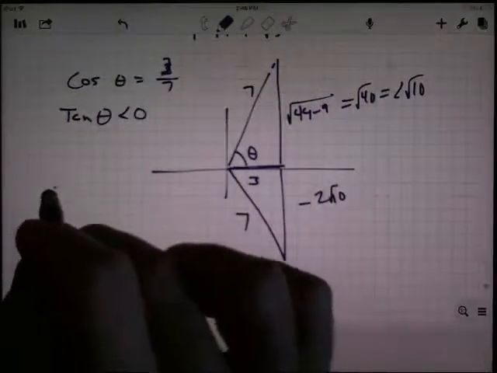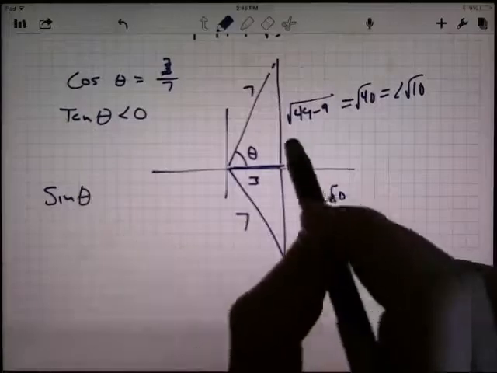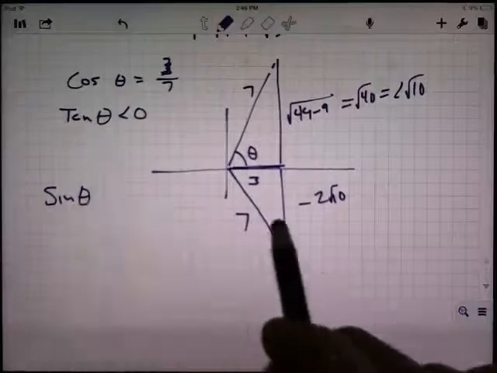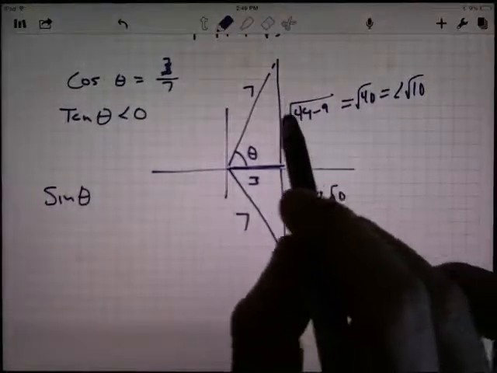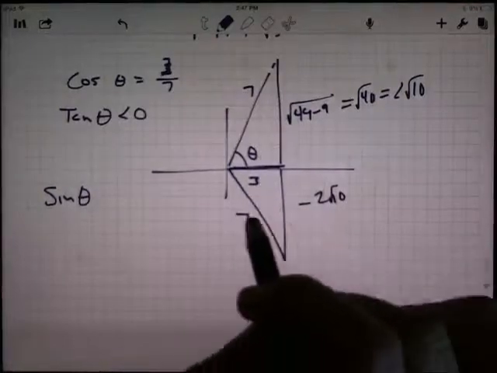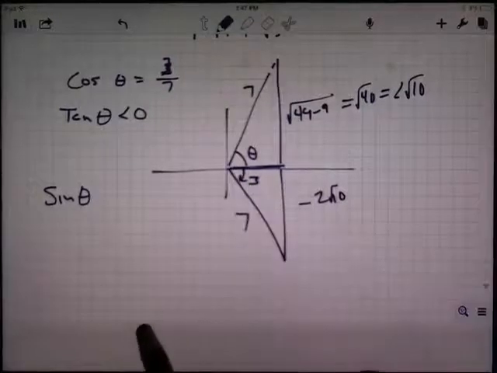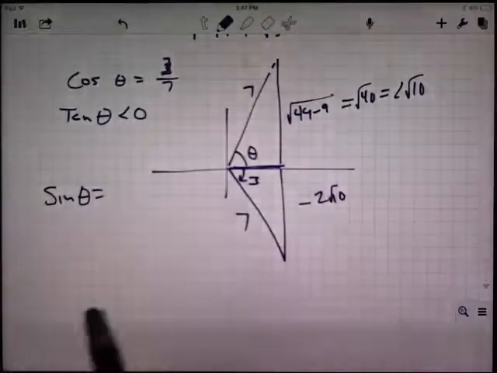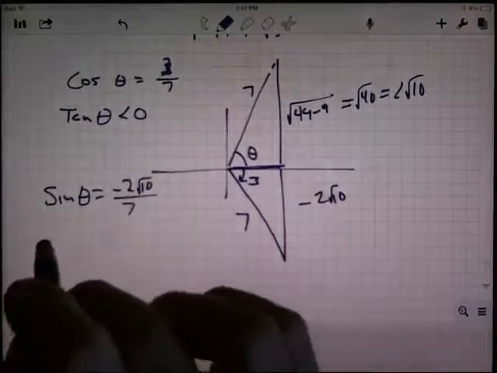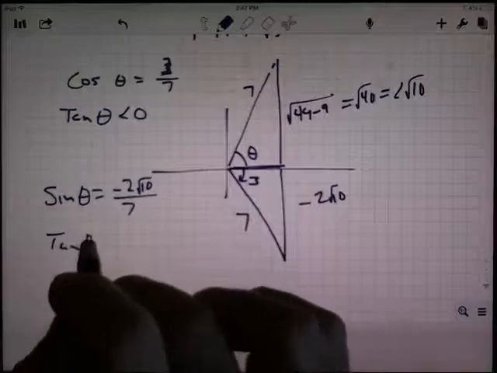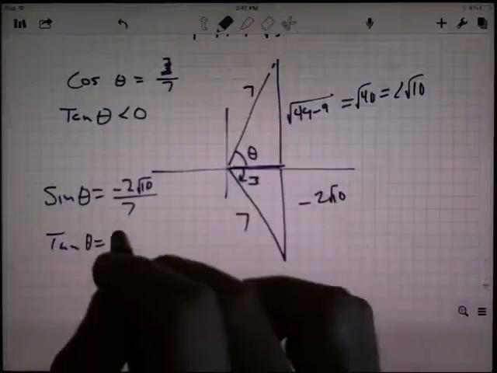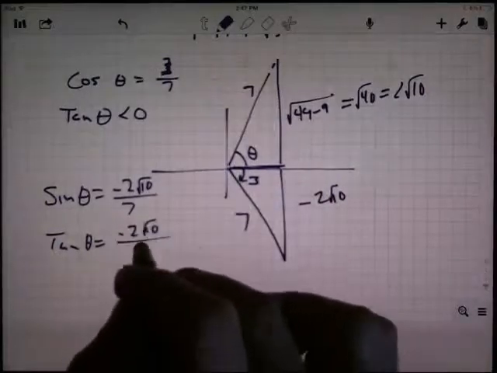So what's the sine of this angle? Well, the sine of this angle is either going to be this over 7 or that over 7. Since I said the tangent is negative: in the first quadrant, tangent is y over x, and they're both positive, so tangent's positive. But in the fourth quadrant, I've got a negative y and a positive x. That would be negative. So really, this is the angle I'm talking about down there. So for this problem, knowing this bit of information, the sine is going to be negative 2 times the square root of 10 over 7. And the tangent would be the opposite over adjacent, which is negative 2 times the square root of 10 over 3. Okay.